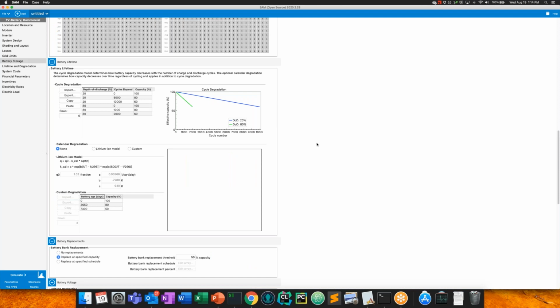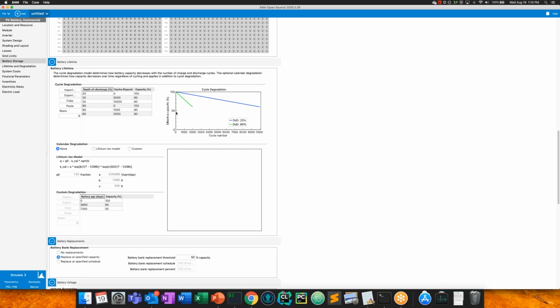So next we have the battery lifetime model. The cycle degradation model determines how the battery capacity decreases with the number of charge and discharge cycles, whereas the optional calendar degradation determines how capacity decreases over time, regardless of cycling, and applies in addition to cycle degradation.